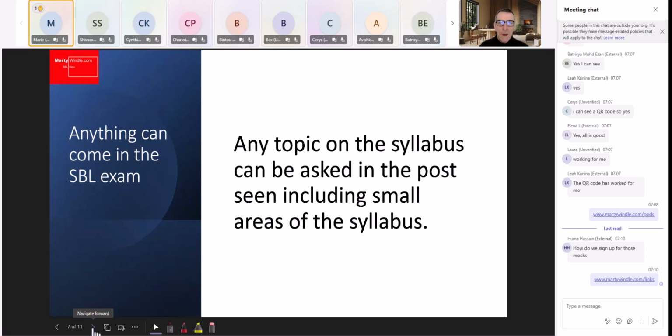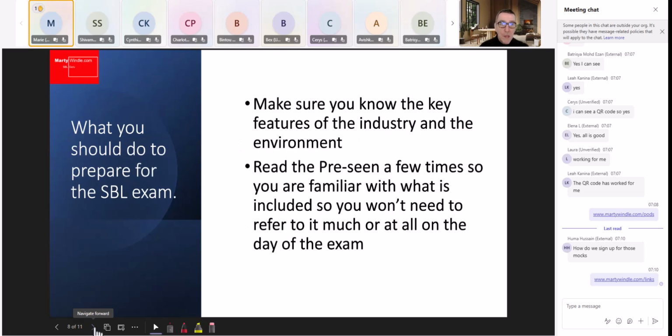Before, you didn't need to know anything about the models. Now the models are becoming more and more important for SBL. So you need to know those models in the examination, and they're going to ask specific questions in the exam about the BCG model. And people say, can BCG come again? I will say yes, anything can come.